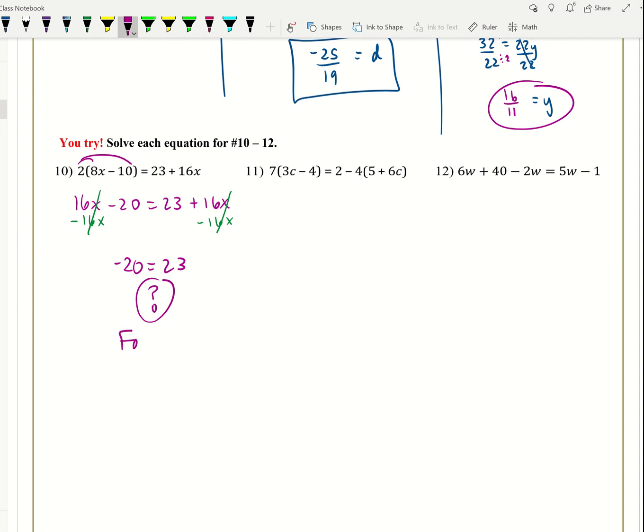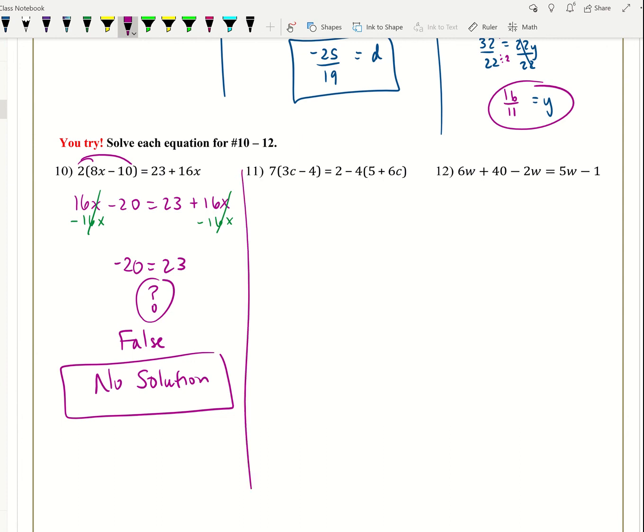That's a false statement. Anytime you get a false statement, then what you can know is that there is actually no solution. No matter what number I would put in for x, I could try every number in the entire number system. I would never be able to get a true equation. This is an impossible problem. It's false. So we would call that no solution. This is the symbol for no solution if you'd rather use that.